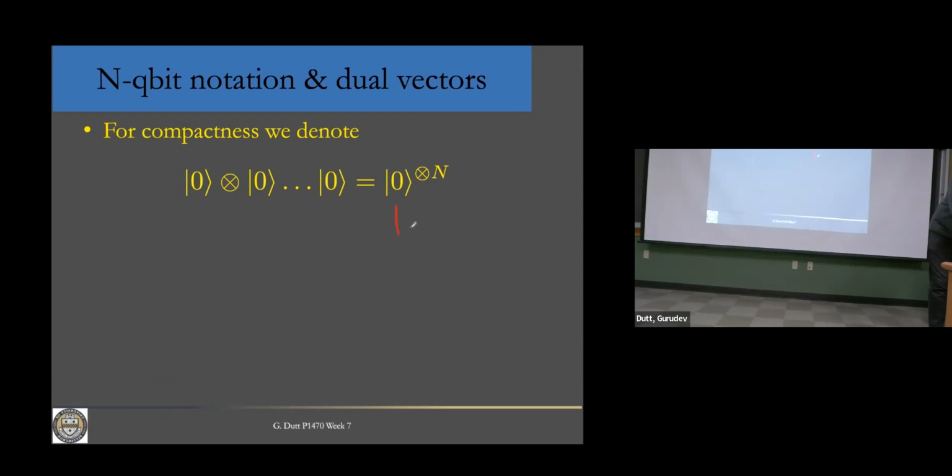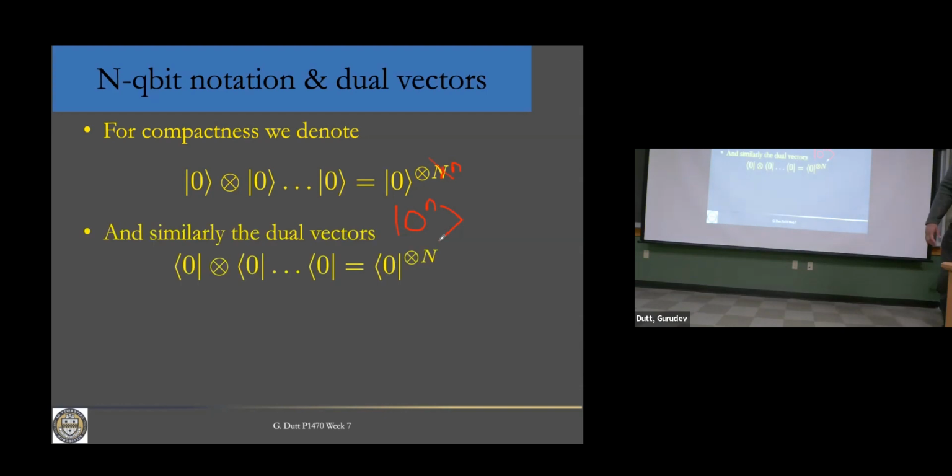Sometimes you might even see 0 to the power n. And I should have used small n. Sorry, this is small n because there are only n bits. So this is 0 to the power small n.